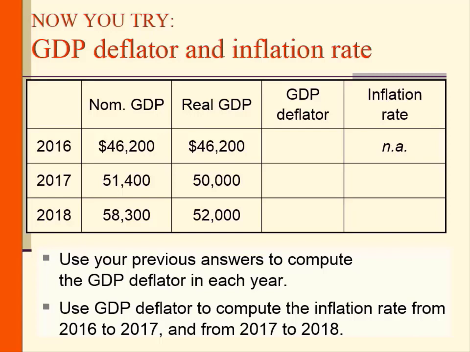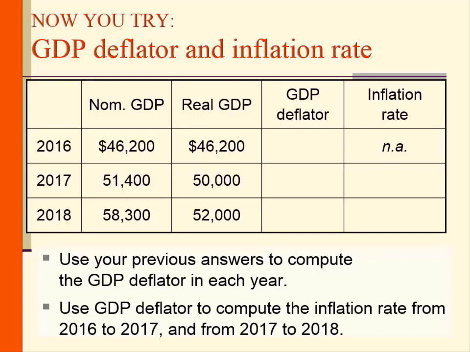So the GDP deflator for 2016, for instance, should equal what? Yes, it should equal 100 for the base year because nominal GDP and real GDP are the same. So 100 times 1 equals 100. On the other hand, for 2017, nominal GDP we calculated was 51,400 and real was 50,000. Therefore, nominal over real, 51,400 over 50,000 times 100, will give you 102.8. And finally, in 2018, the GDP deflator should equal nominal over real, so 58,300 over 52,000 times 100, which is approximately equal to 112.115.